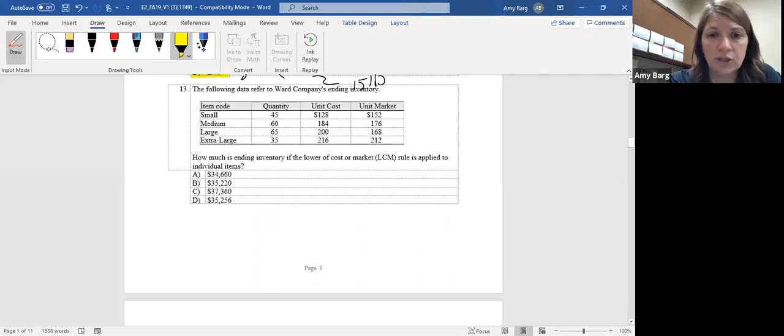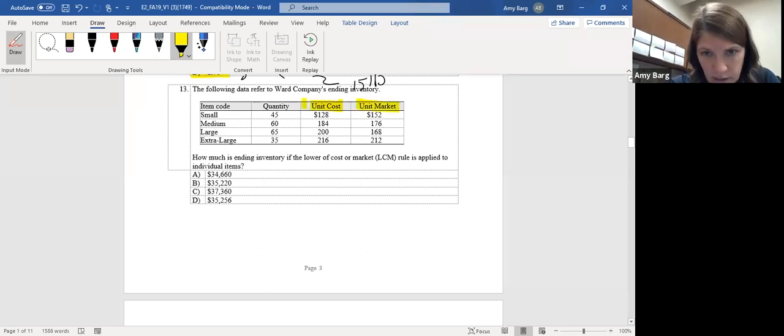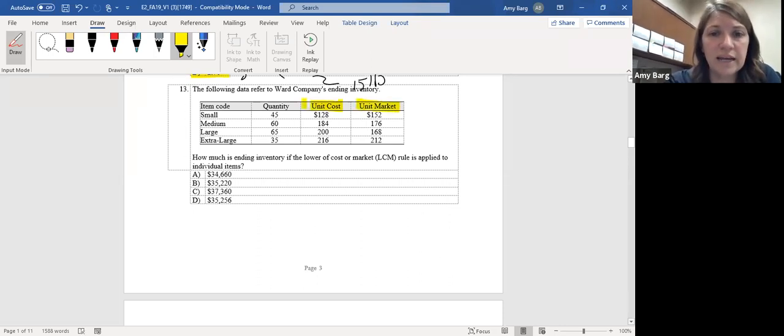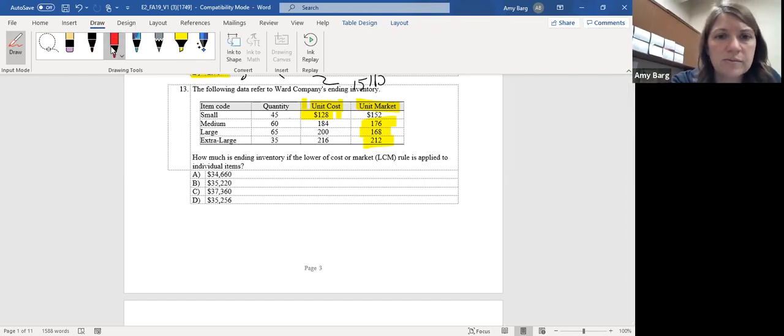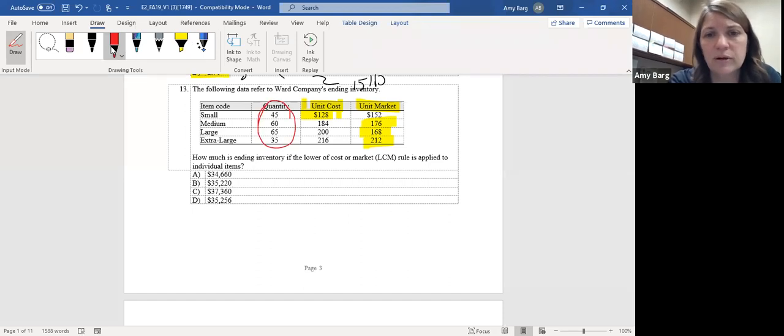Which number is lower, the unit cost or the market cost? So of 128 and 152, which one's lower? Confidence boosting here, 128. How about 184 or 176? 176. 200 or 168? 168. 216 or 212, those are closer, but we still know that 212 is the smaller number. So now all we have to do is multiply these quantities by whichever number you chose.